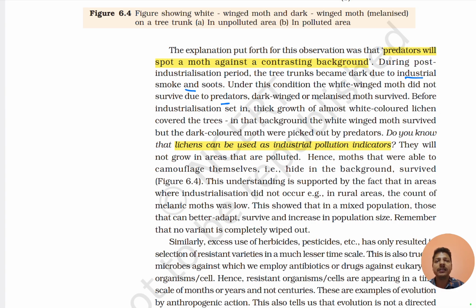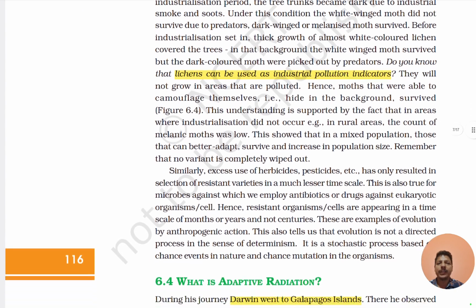Before industrialization set in, a thick growth of almost white colored lichens covered the trees in the background. The white-winged moths survived, but the dark colored moths were picked out by the predators. And we can say lichens can be used as industrial pollution indicators. They do not grow in polluted areas.